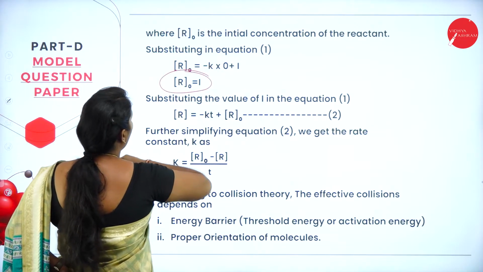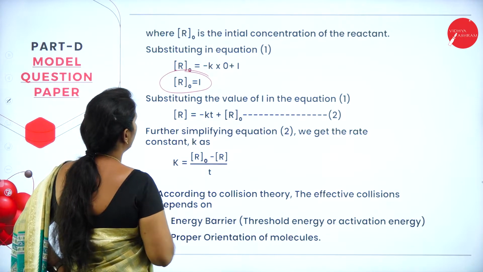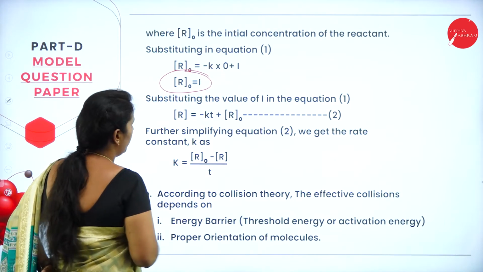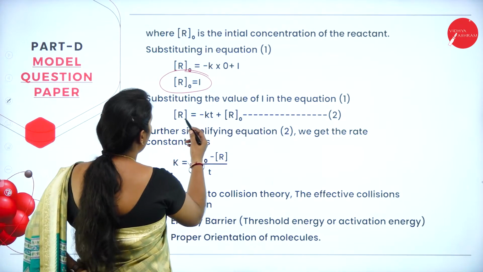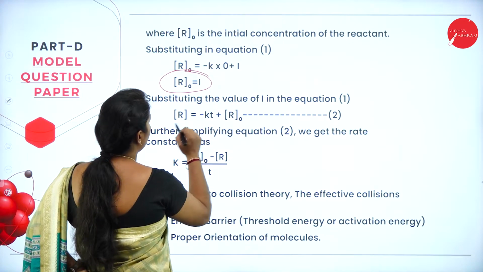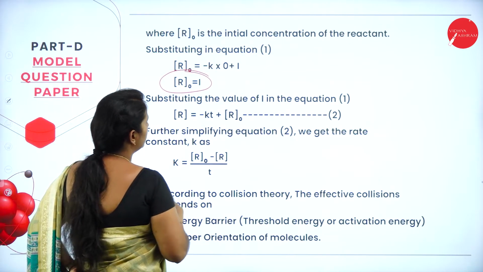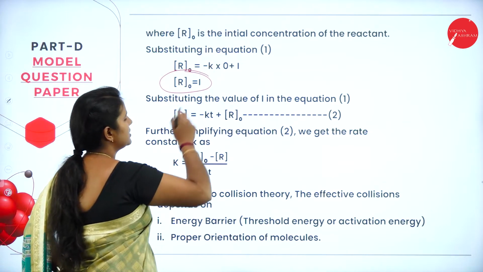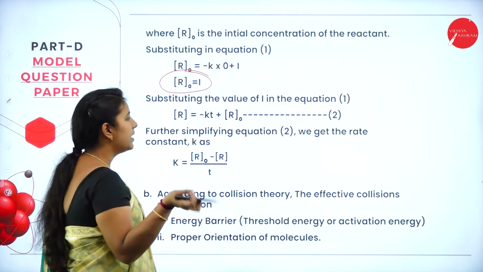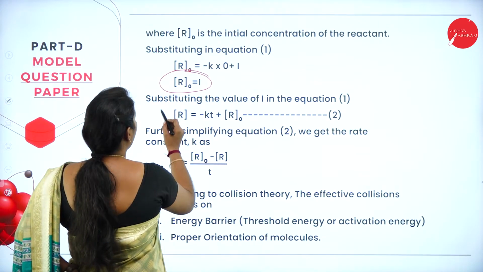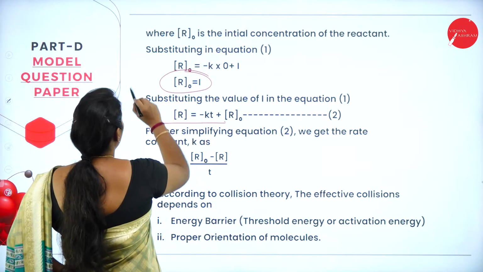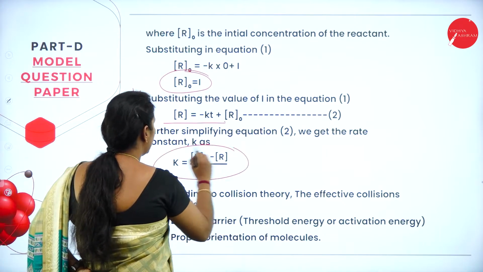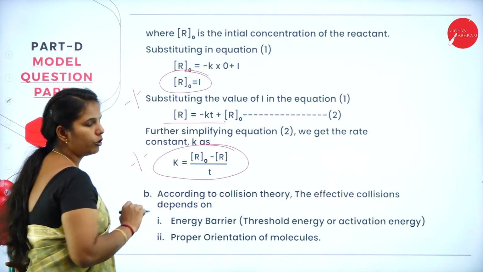So you will get an R naught value as I. Now if you substitute the values of I in the above equation, you will get R equal to minus k into t plus R naught. Why is it R naught? We have substituted the values of I here as we obtained by taking the time as 0. Up to here, if you write, you will get 1 more mark. After writing that final equation, you will get 1 more mark.